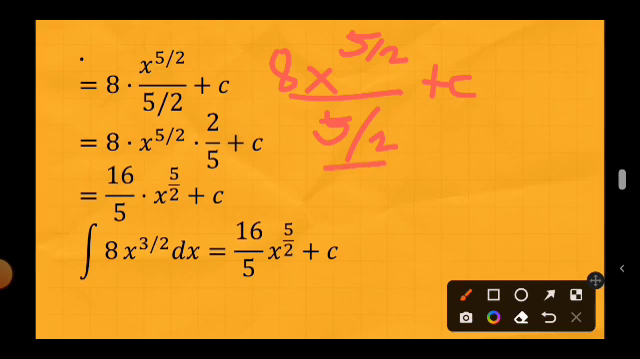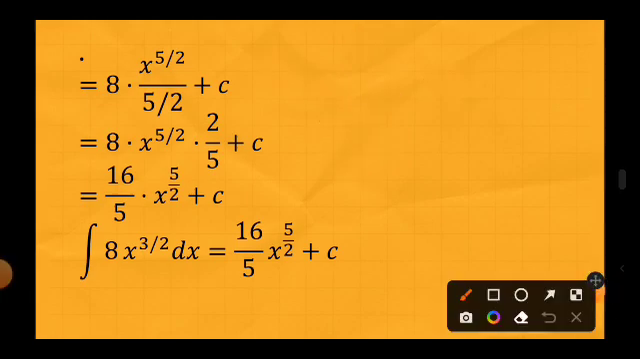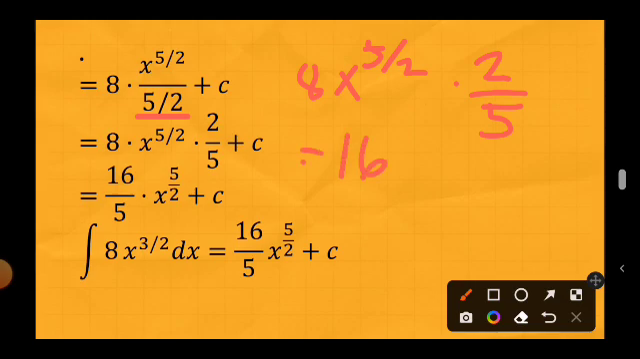And since we have a rational form of our denominator, we can simply multiply it to our function 8x raised to 5 over 2 times the reciprocal of our 5 over 2, which is 2 over 5. So we can multiply this and we will get 16x raised to 5 over 2 over 5.